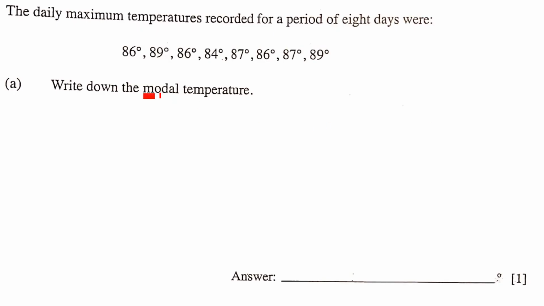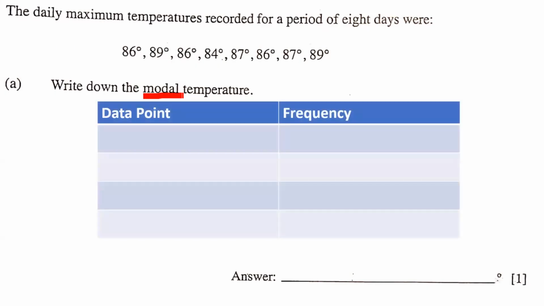What do we mean by mode? Well, the mode is the number or the data point that occurs the most frequently. And so which temperature occurs the most frequently? Let's check. So 86, we find that 86 occurs 1, 2, 3 times. So 86 occurs 3 times.